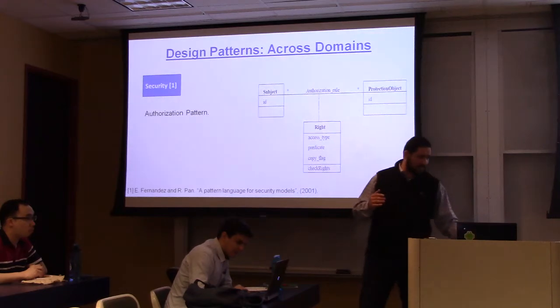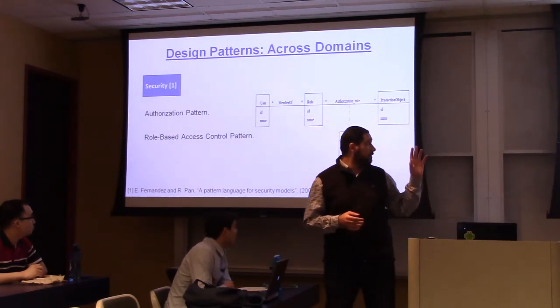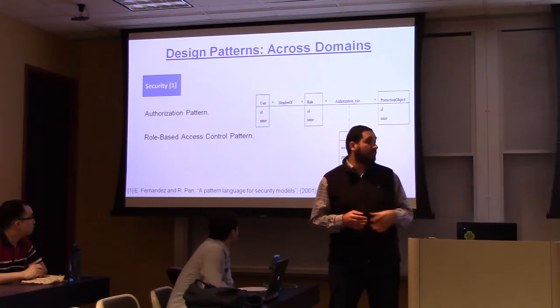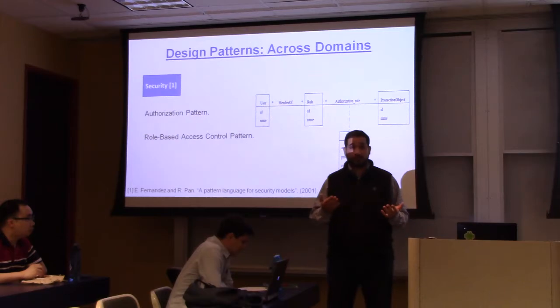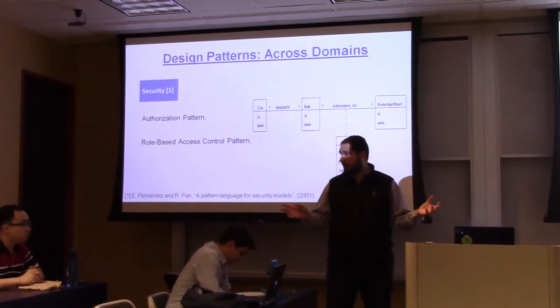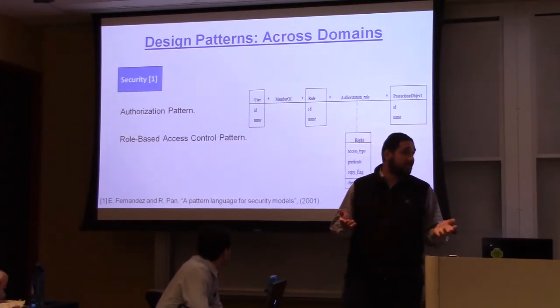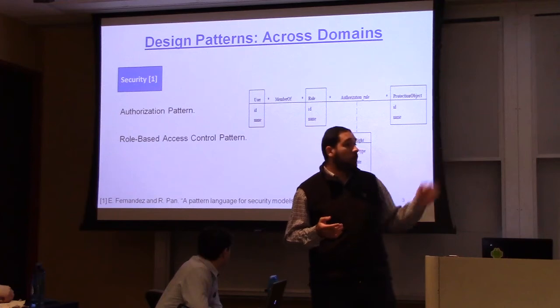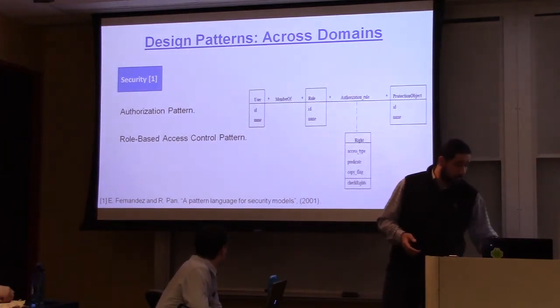A higher level than that is the role-based access control pattern. As you can see, the authorization pattern is a subset of it. So here you have different roles for users. For a web-based system, you have administrators and you have users. Of course, they have different kinds of access types or privileges. So you need to model this in a design pattern to help you develop your web-based system.